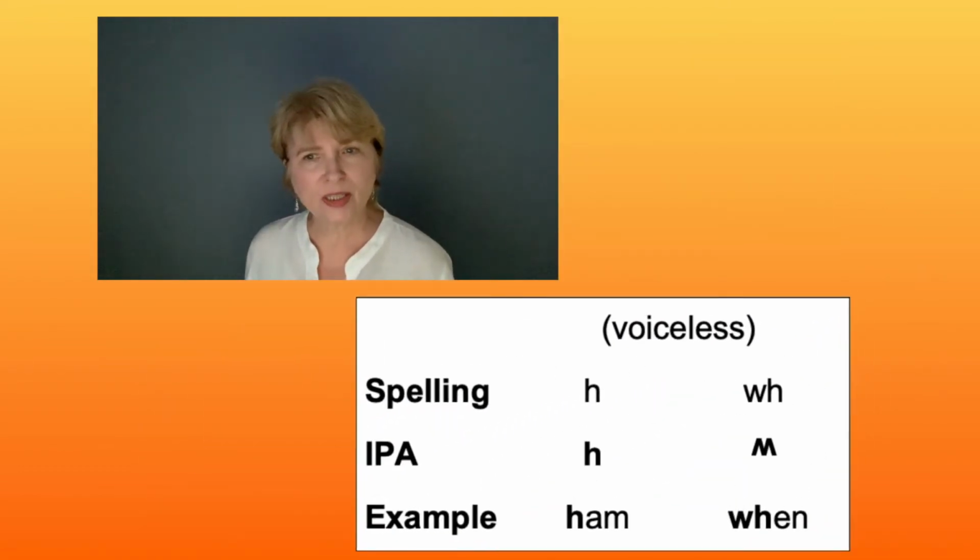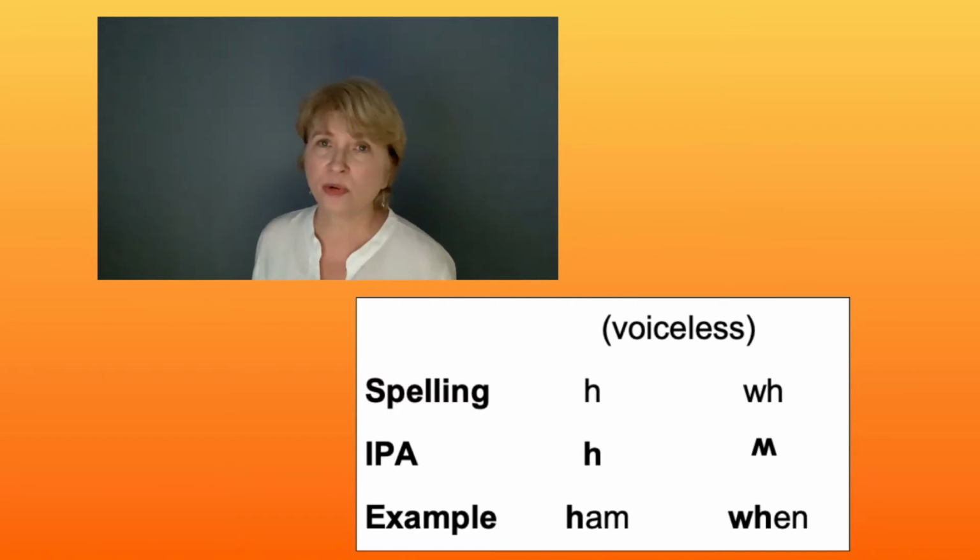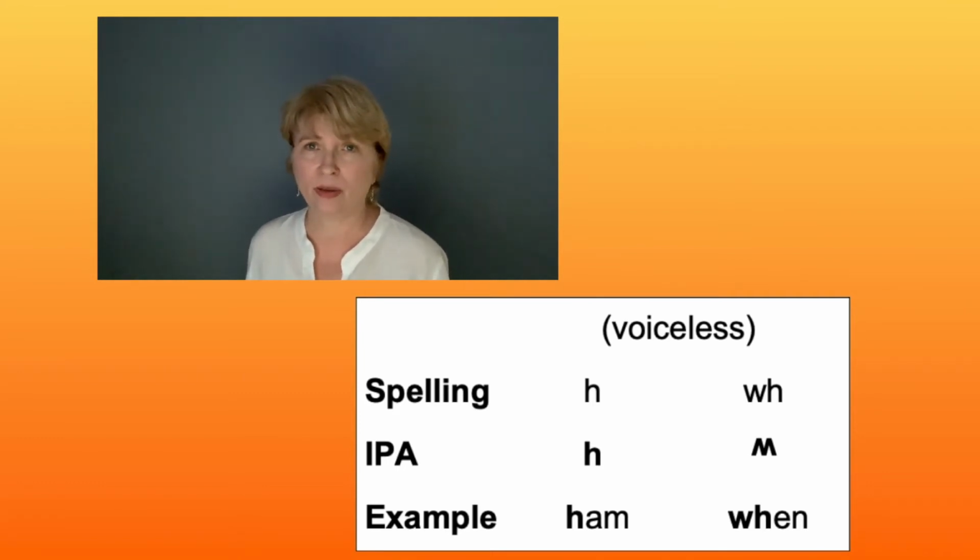These are some voiceless sounds that don't have a voiced counterpart. H in English is an easy sound. The only way it's easier is when it's not pronounced. In some languages, that's the case. But to make an English H, all you have to do is breathe. Ham, ham.